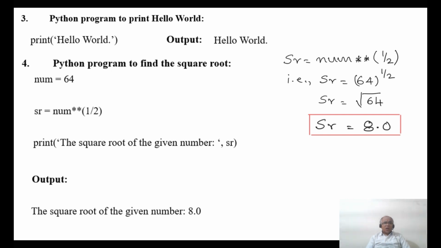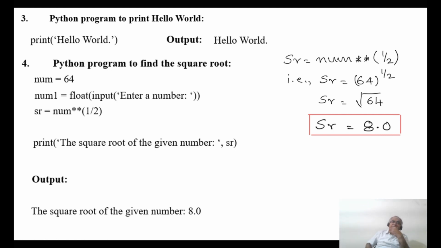Whatever is there within the quotes of the print function will be displayed here: the square root of the given number. After the colon, you give a space, and then I want to call the value which is stored in the variable SR. So what is that? 8.0. Since it is 8.0, it will print 8.0.